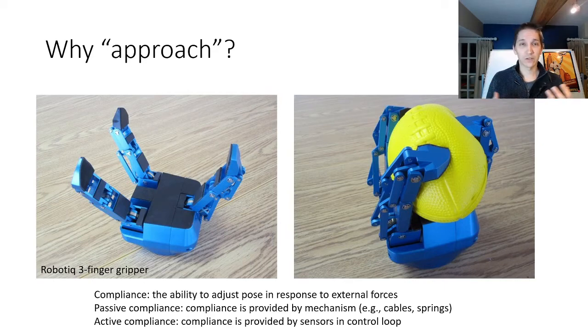There's 2 different ways of doing this. One is passive compliance through mechanical devices, and you can also have active compliance, which uses sensors like tactile sensors and joint position sensors to be able to adjust to the shape of the object. So oftentimes we switch from path tracking to some sort of compliant controller in order to perform the approach motion.